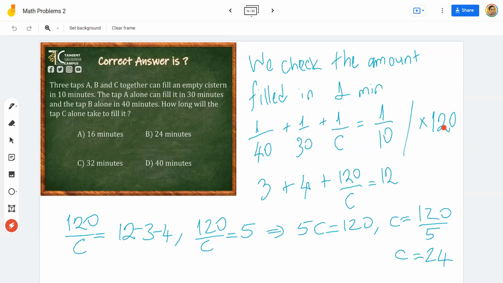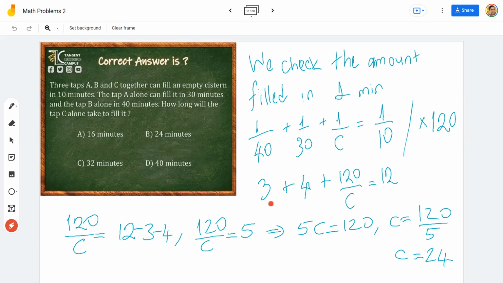So let's multiply 120 times 1 over 40. 40 and 120 simplified, 3 left. 1 over 30 times 120. 120 and 30 simplified, 4 left. And 120 times 1 over C. 120 times 1 over 10. So 10 and 120 simplified, 12 left. So this is a much simpler equation.